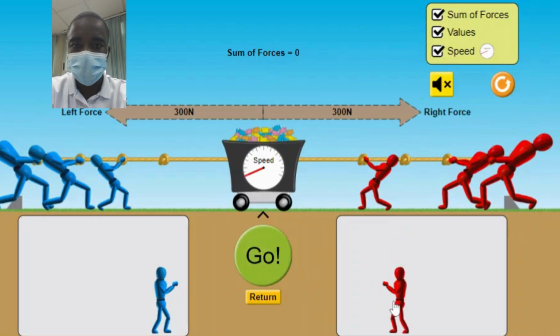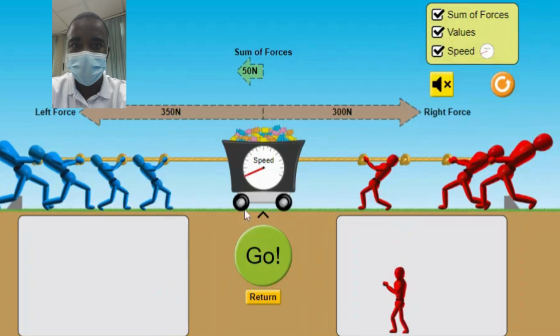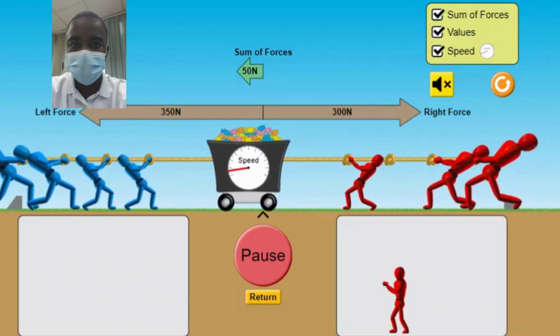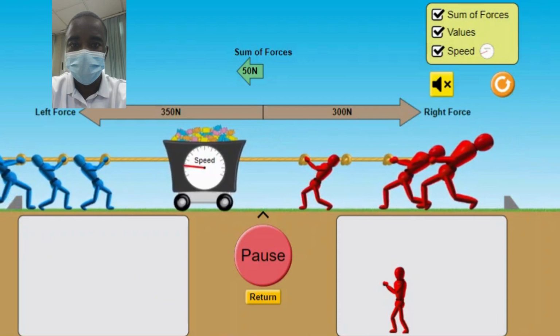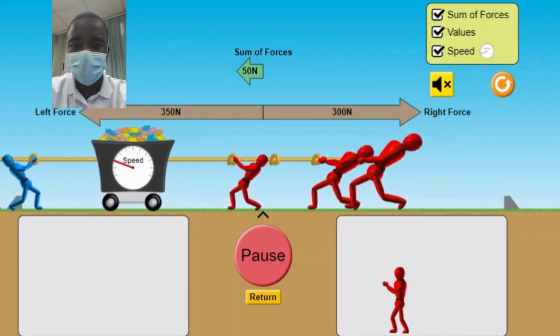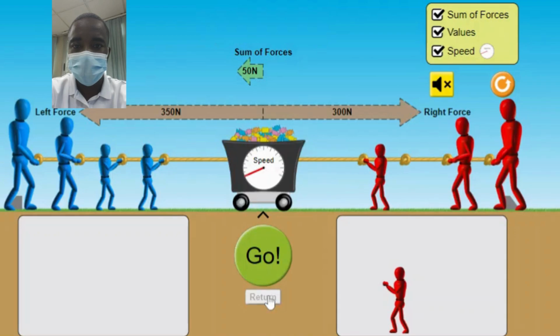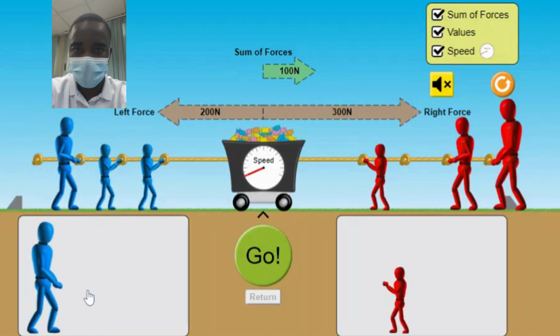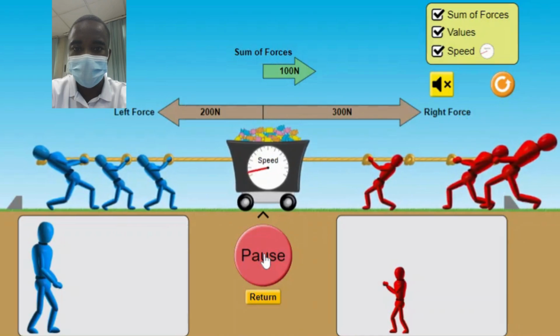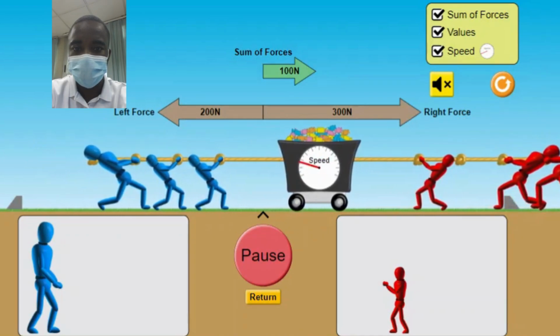The net force simulation offers several educational benefits. 1. Interactive learning. The simulation provides an interactive and engaging way to learn about balanced and unbalanced forces. Students can actively participate in the learning process by adjusting the number of pullers and observing the effects on the cart's motion. 2. Visualization of abstract concepts. The concepts of balanced and unbalanced forces can be abstract and difficult to understand. The simulation provides a visual and tangible representation of these concepts, making them more accessible and understandable.